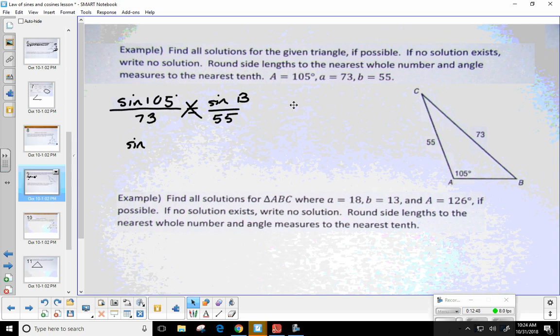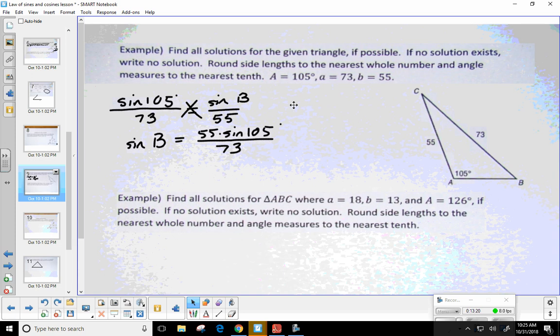I'm going to get that the sine of B is equal to 55 sine of 105 degrees all over 73, right? Well, why don't we just cut out the middleman? Instead of finding the value of that expression and then taking the inverse sine, why don't we just take the inverse sine of that expression? Let me show you what I mean.